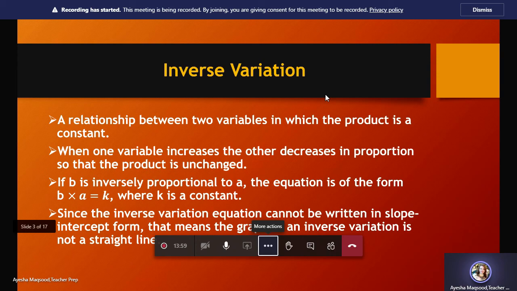Any question related to how to form an equation connecting the two variables? For the direct, we write the equation as y equals k multiplied by the second variable, and for the inverse, you will write the first variable equals k divided by the second. And to find k, earlier we used to divide the two variable values. Now we will be multiplying them to get the constant k.